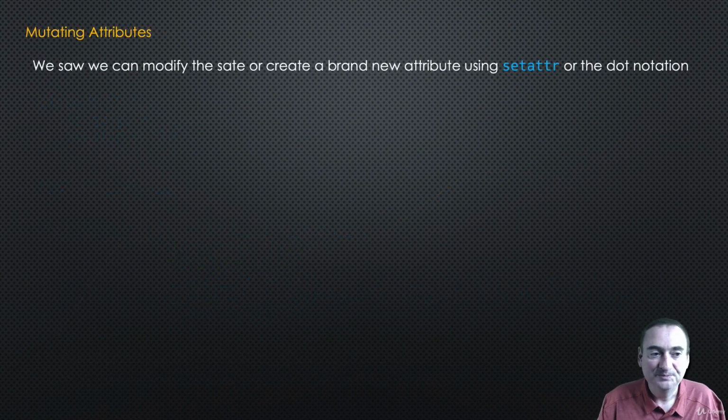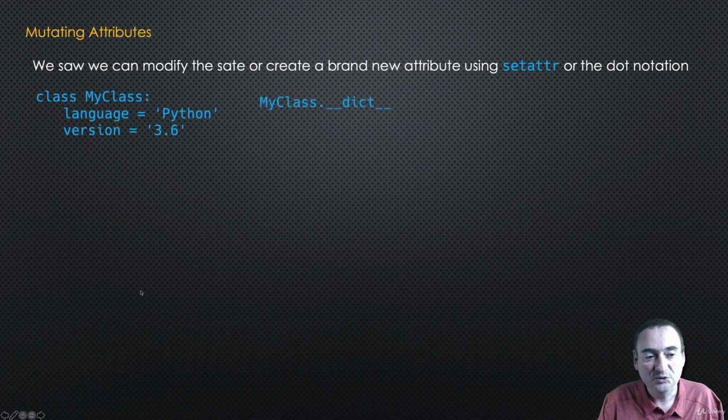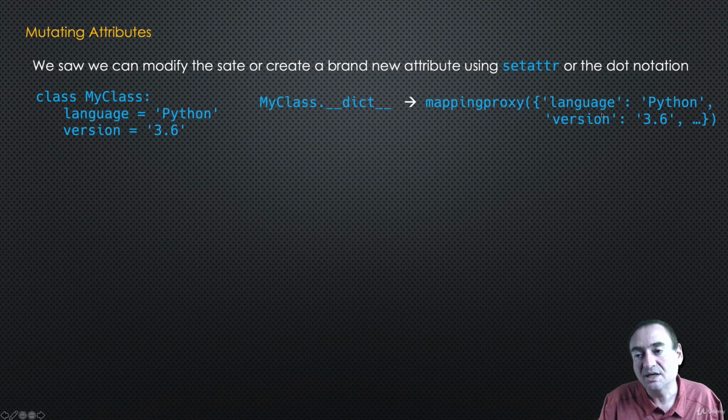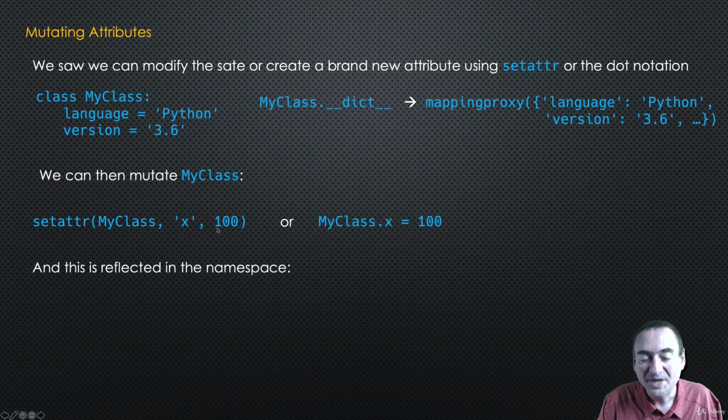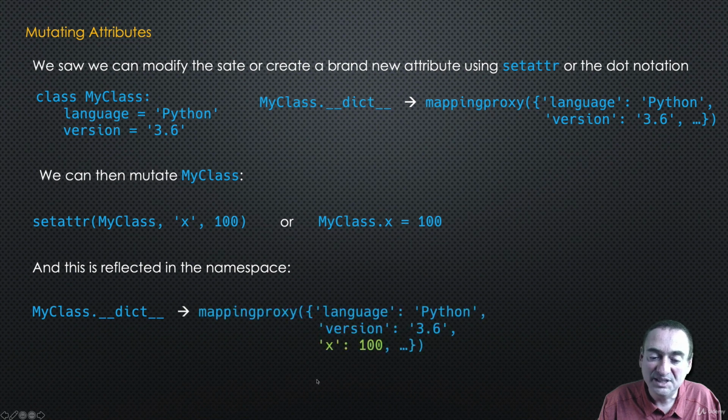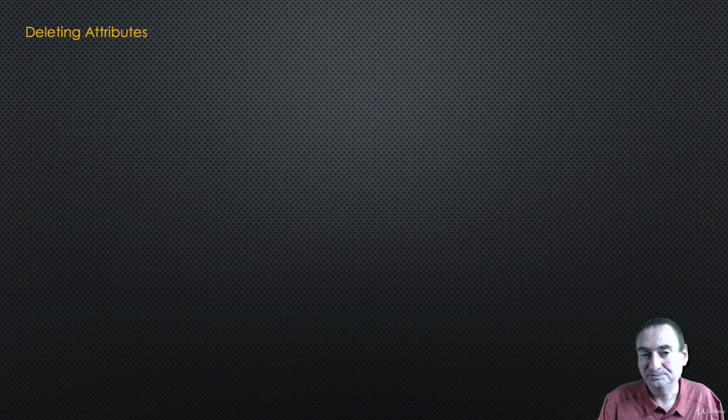So, mutating attributes. We can modify the state or create a brand new attribute using the setattr function or the dot notation. So again, we're going to look at the same class. We can look at the dictionary currently. We'll see that it contains, amongst other things, the language and the version. Now we can mutate my class. We can set the attribute x to be a value of 100, or we can just use the dot notation to do the same thing. That's now reflected in that namespace. If we call dict now on my class, you'll see that it contains x with a value of 100. So basically all the state of the class is stored in a dictionary.